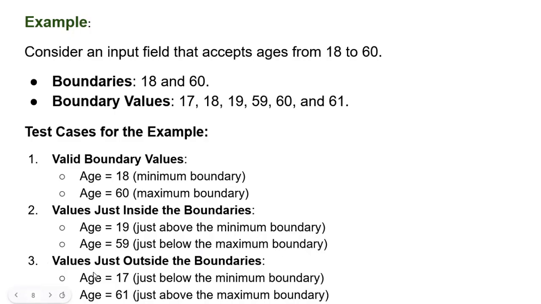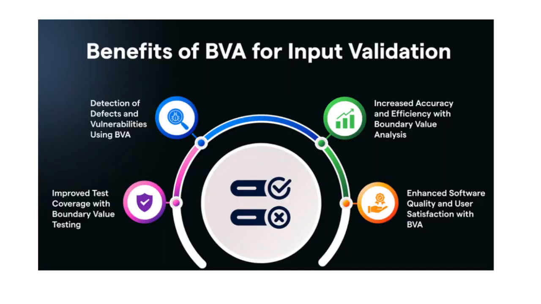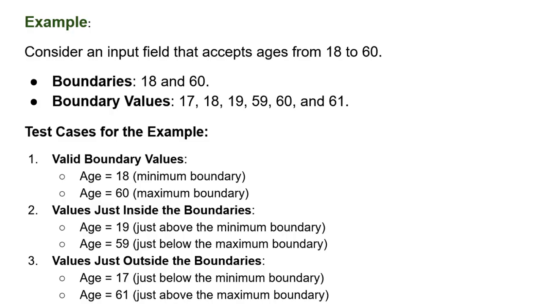And which are the values just outside the boundaries? 17, which is just below the minimum boundary, and 61 is just above the maximum boundary. So we have to cover these two values as well as negative test cases. So these are basically boundary value analysis, and we have to test all these 6 values to ensure that our input range is working correctly. So this is the simple example of boundary value analysis.